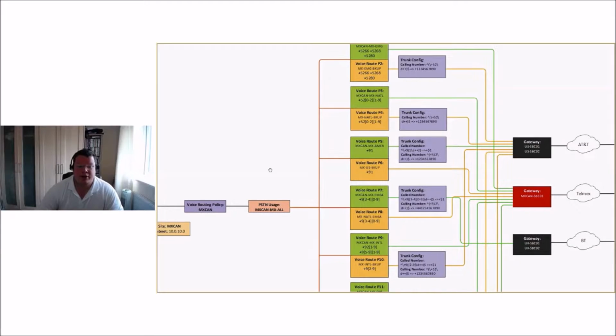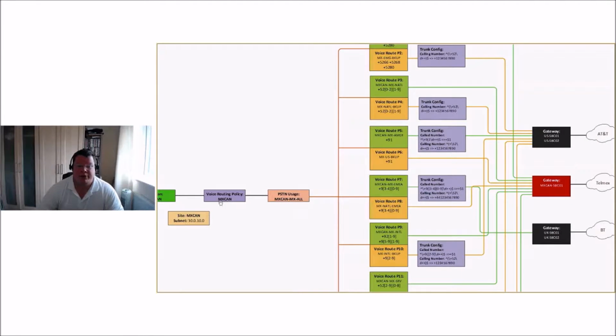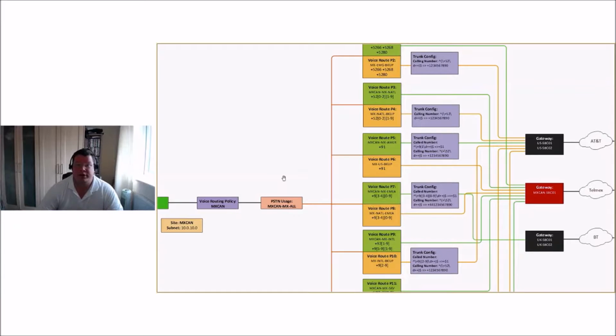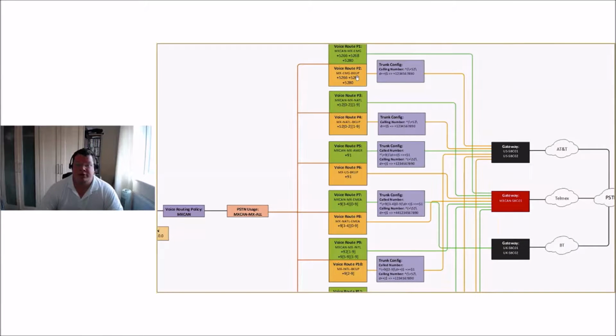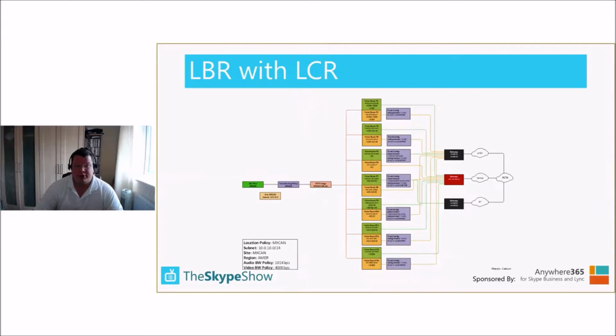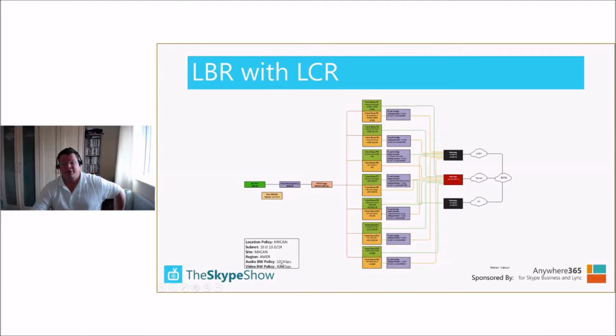So here we still determine the subnet, we assign the voice routing policy to the network site, then we assign all the PSTN usages that we want to allow these users to use when they are determined to be within this site, and then these voice routes will connect to the relevant gateways and egress out to the PSTN in the manner which you expect. And that is basically, in a nutshell, what location-based LeastCost routing is and toll bypass.